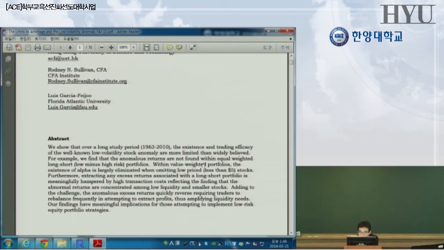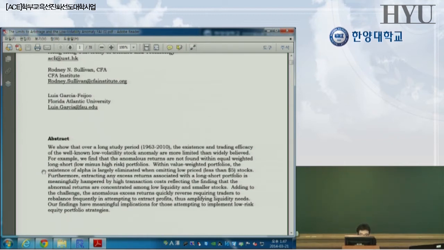Within a value-weighted portfolio, the existence of alpha is largely eliminated when omitting low-priced stocks, less than $5. Furthermore, extracting any excess returns associated with a long-short portfolio is meaningfully hampered by high transaction costs, reflecting the finding that the abnormal returns are concentrated among low liquidity and small stocks. So there is a strange phenomenon called the low volatility stock anomaly, and the authors argue that it is concentrated in low liquidity and small stocks.